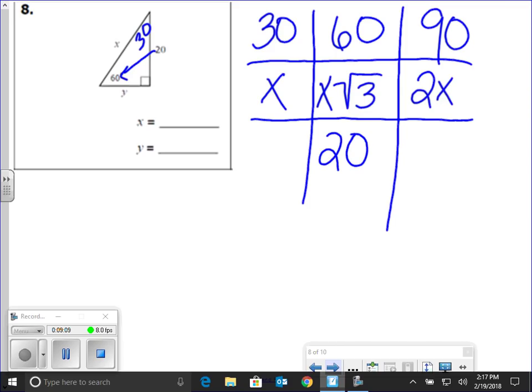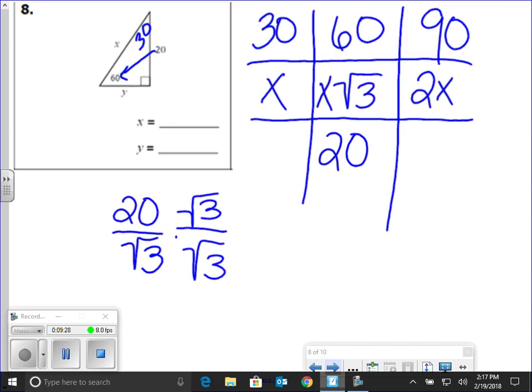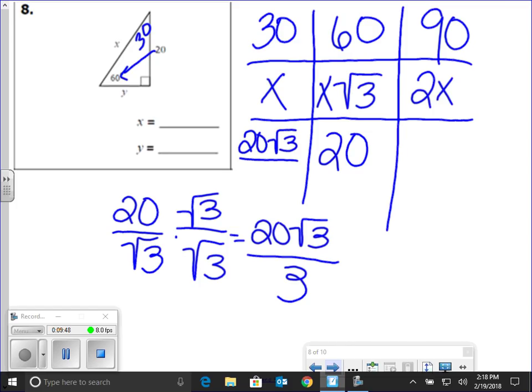Now in order for us to figure out what the short leg is, we need to take that 20 and divide it by the square root of 3. Okay, but we don't like radicals in the denominator, so we're going to multiply the numerator and the denominator by the square root of 3. So we get 20 square roots of 3 over 3. Okay, so now being that they don't simplify, the 20 over 3 doesn't simplify anymore, we know our short leg is 20 square roots of 3 over 3.